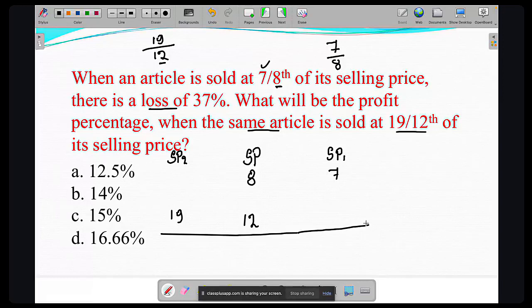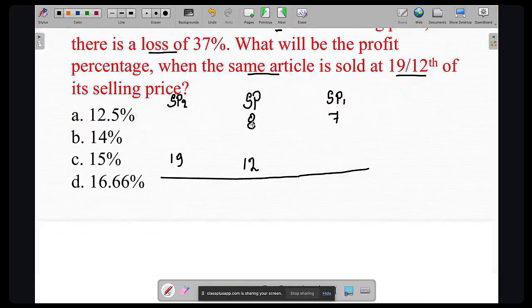Yes, sir. See, they are just giving very simple fractions. So A is to B, B is to C. I want to make B constant. Selling price should be constant here. The LCM of 8 and 12 will be 24. So here I need 24, which means I have to multiply by 3. Here I need 24, which means I have to multiply by 2. So 19 2s are 38. 8 3s are 24. 3 7s are 21.